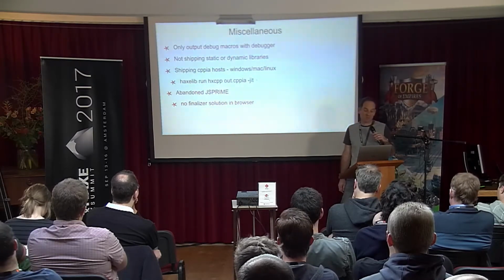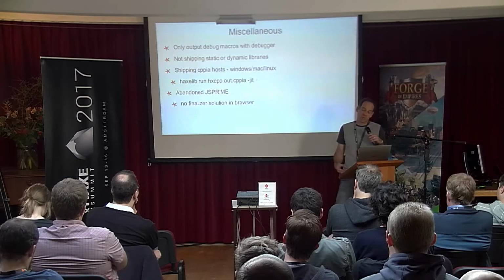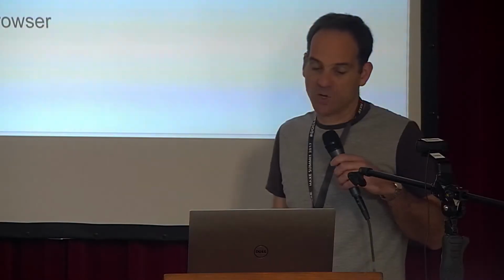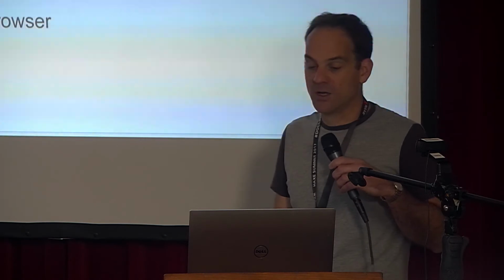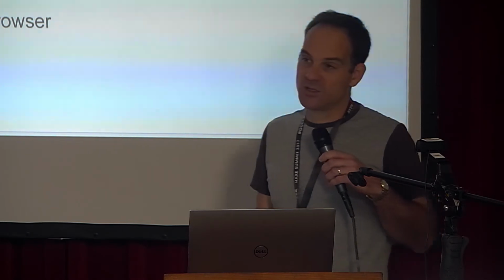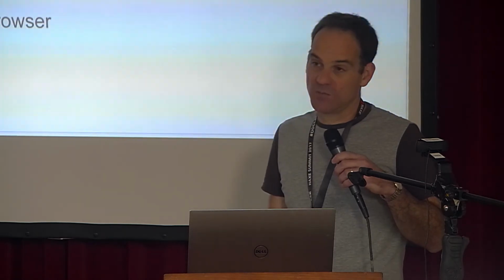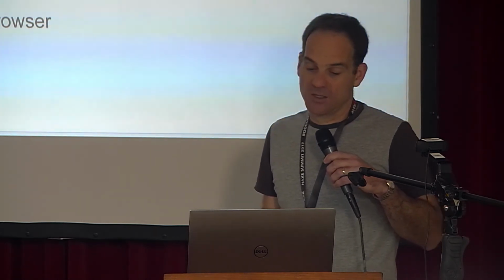I am, however, shipping some Sepia hosts for Windows, Mac and Linux, which means that if you create a Sepia file like you would a Neko file, you can run it with haxelib run hxcpp, the name of your Sepia file, with the -JIT argument if you want to test the performance. I also abandoned JS Prime, which was an initiative I was looking at to be able to use the CFFI on Java. But the problem is that if you use it in a browser, Java doesn't have any way of calling a finalizer. So you'd have no option but to leak resources if you were to use it naively. So I just sort of stopped doing it.